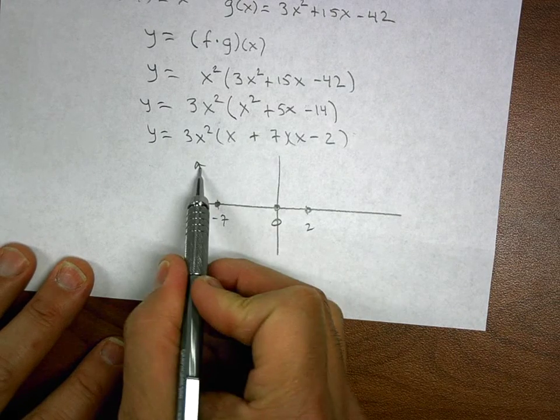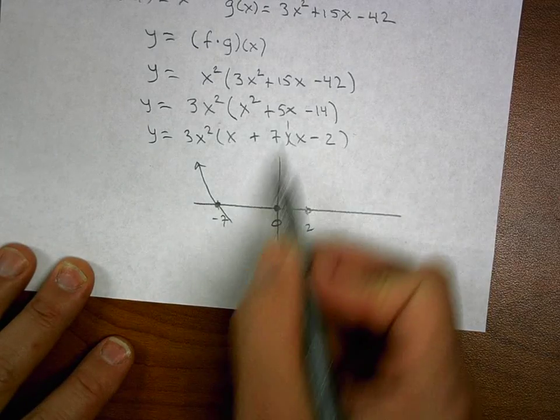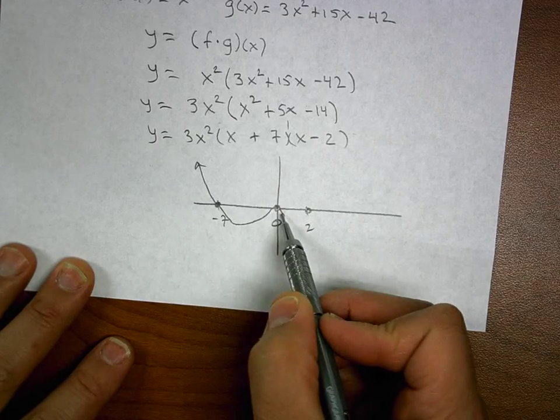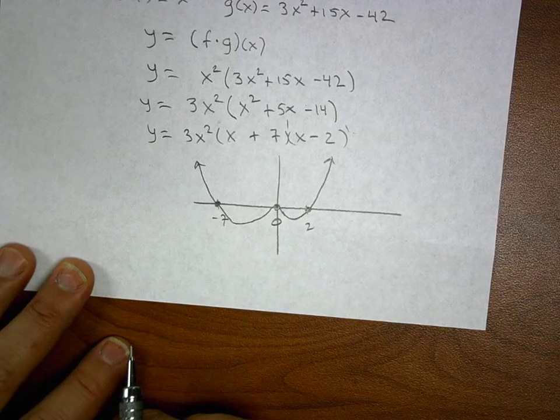So at -7, we cross or bounce? Cross, because it's to the first. At 0, we bounce, because it's a squared exponent. And then I'm assuming we cross here, because it's odd, and there's our graph.